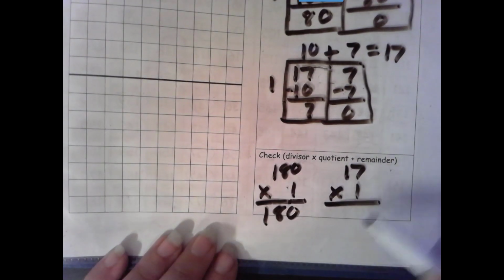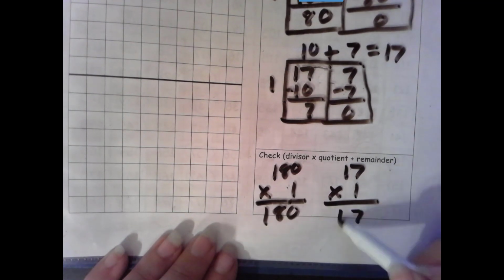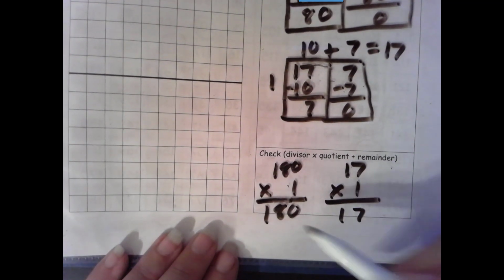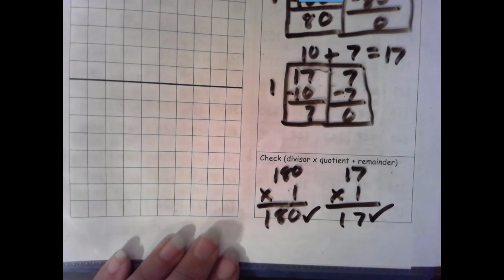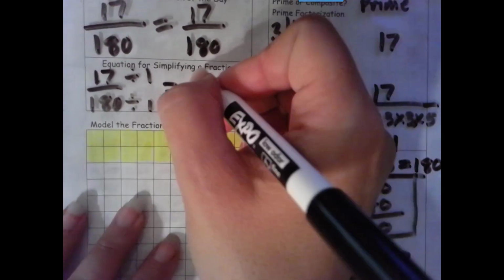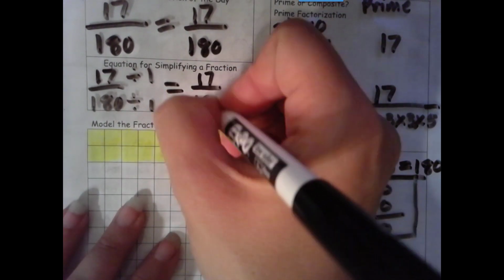1 times 1 is 1. 1 times 7 is 7. 1 times 1 is 1. That matches my dividend of 180. This one matches my dividend of 17, so they both check. And my fraction is definitely 17 out of 180.